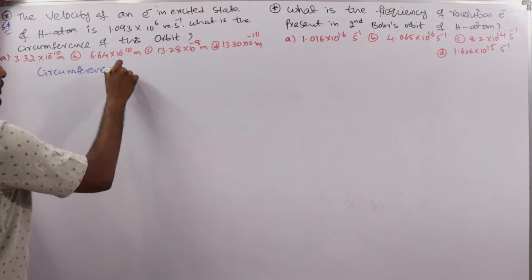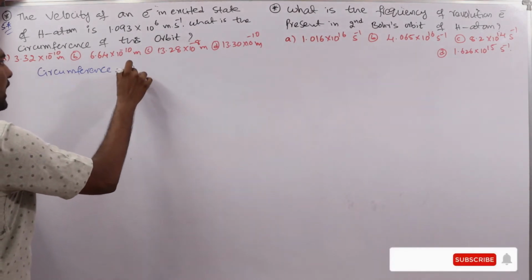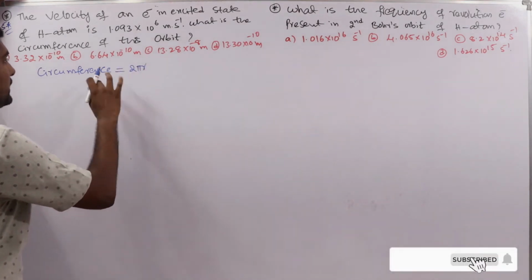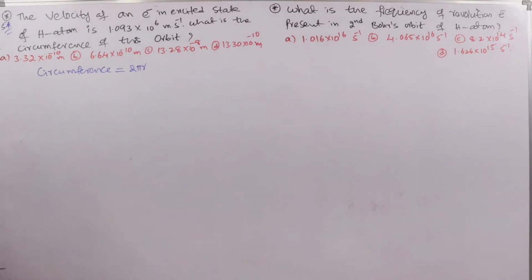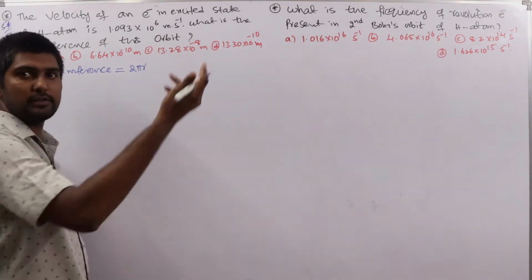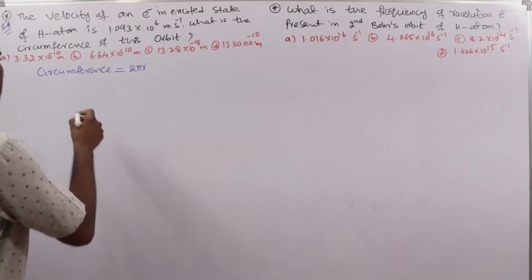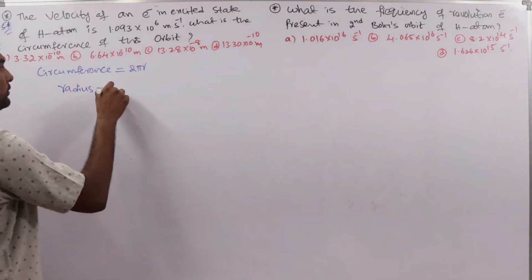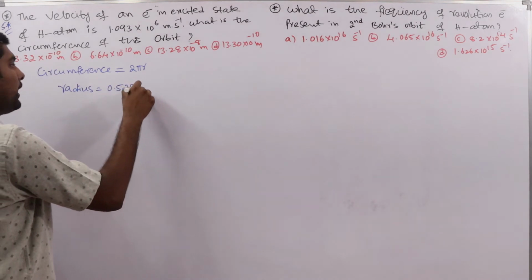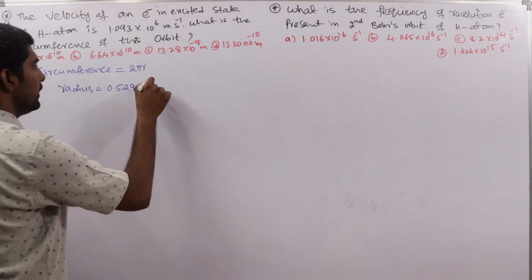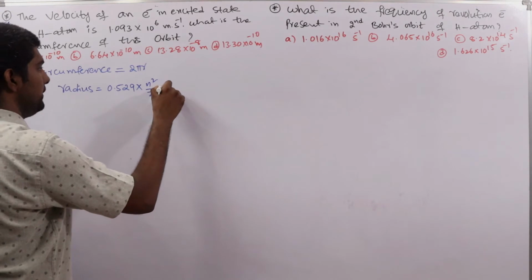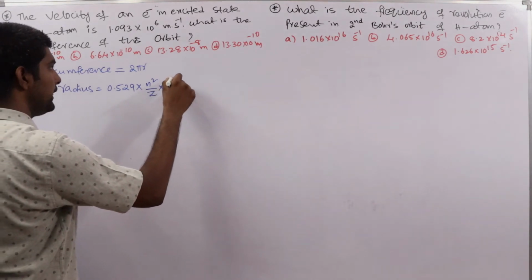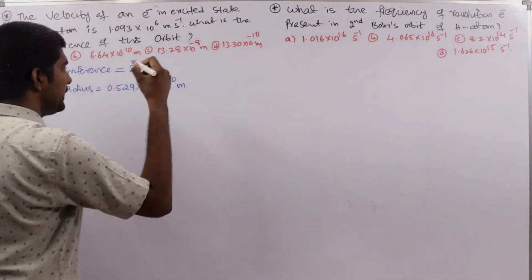Circumference is equal to 2 pi r. But here radius is not given. We have to calculate radius first. So radius is equal to 0.529 into n square by z into 10 power minus 10 meters.